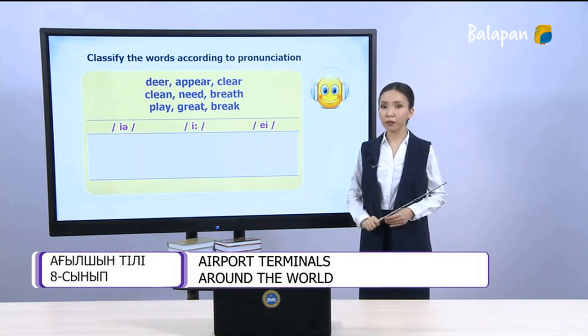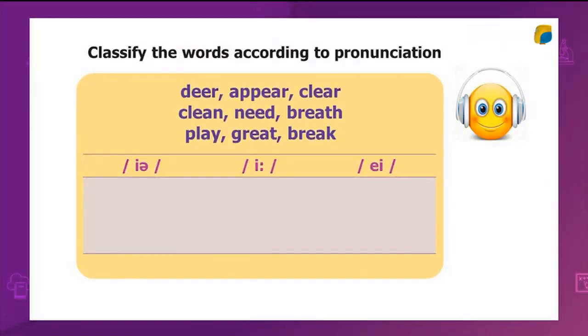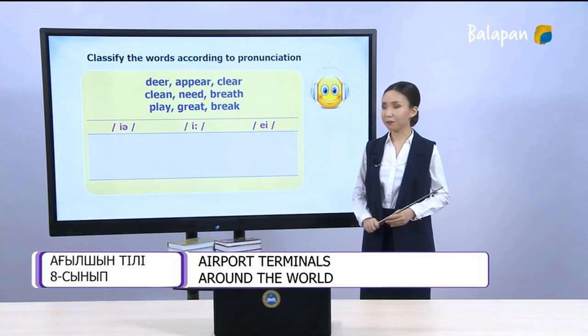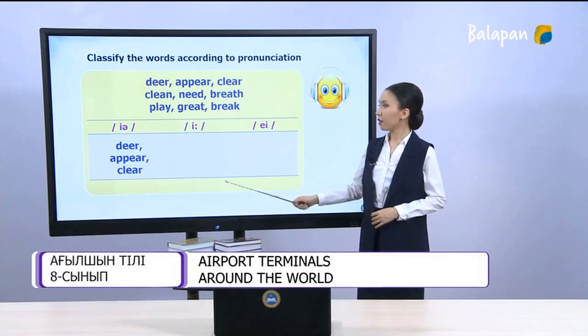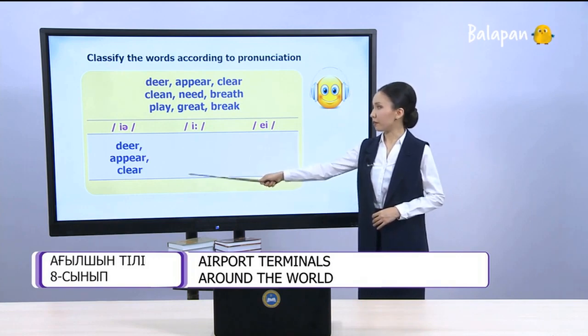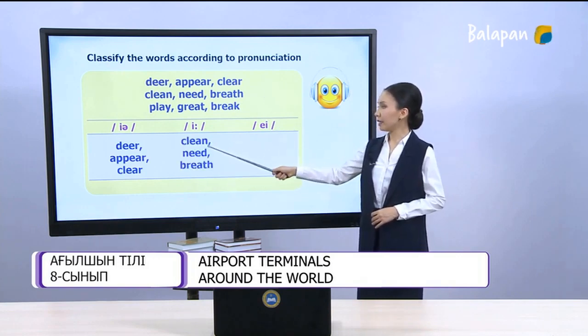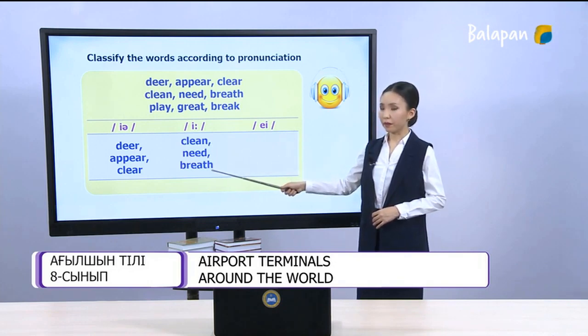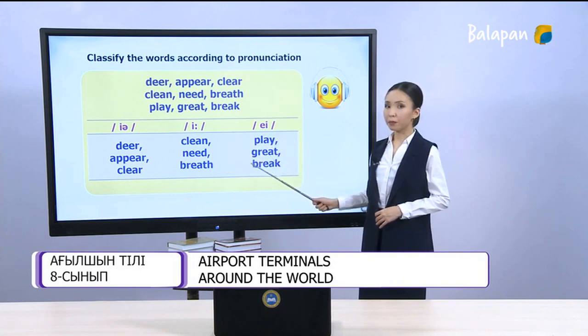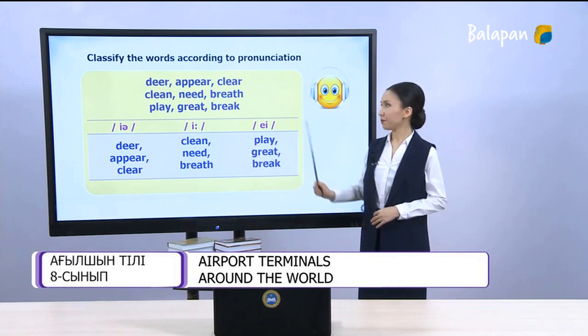Take your time and then we'll check together. Have you finished? Let's check. The first column: dear, appear, and clear. The next column: clean, need, breathe. The third column: play, great, and break. Well done.